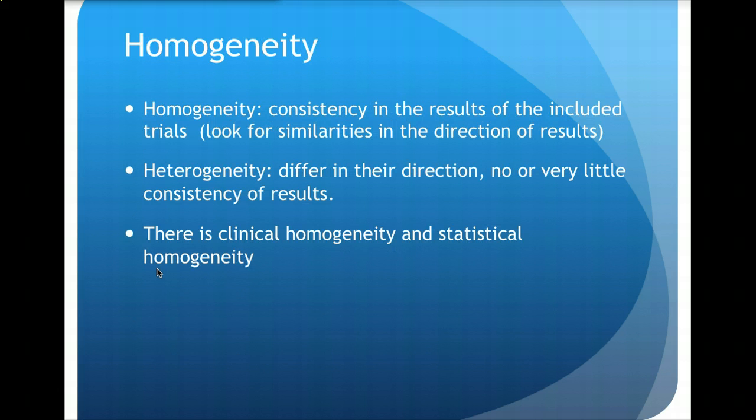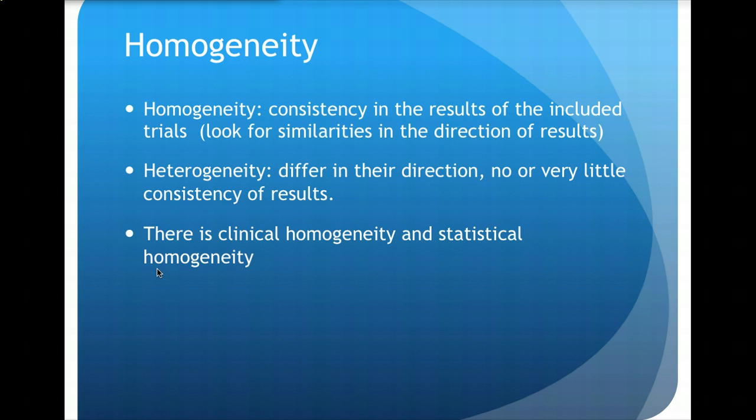Now, what is homogeneity? Well, I'm essentially just generalizing this to make sense in terms of what we're going to do and what it is. There are more concrete definitions, but this is just to give you a basic concept. So homogeneity is looking at consistency in the results of included trials. These are the included trials that you're using for the systematic review, or if you're reviewing a systematic review, looking at consistency among the results within the trials that were included. So you're looking for similarities in the direction of the results.